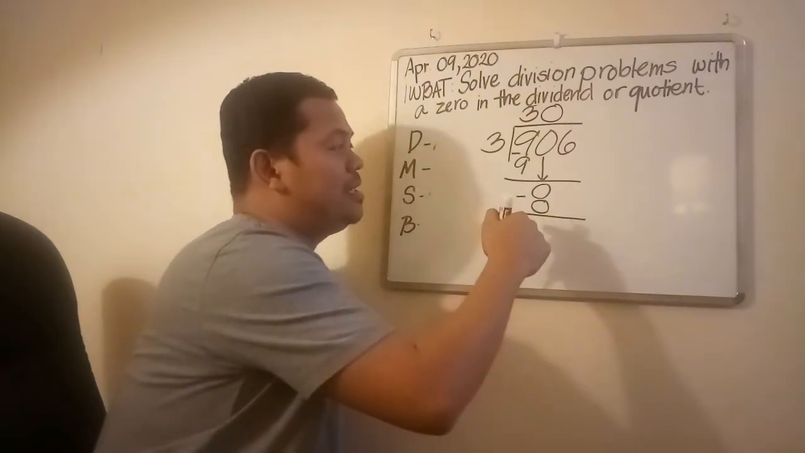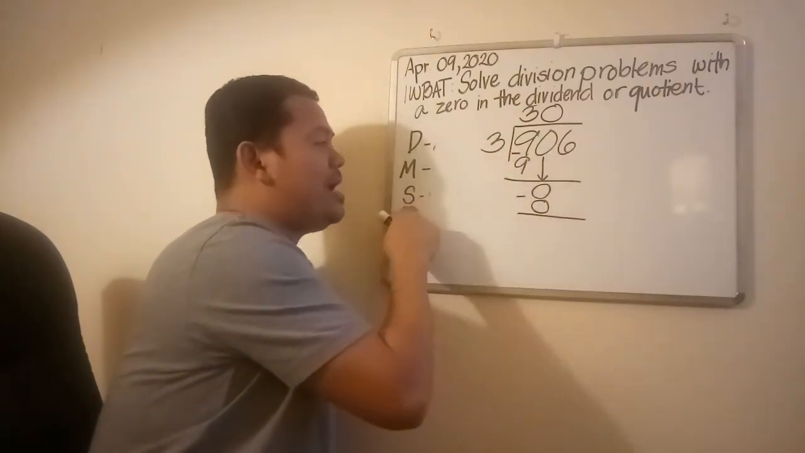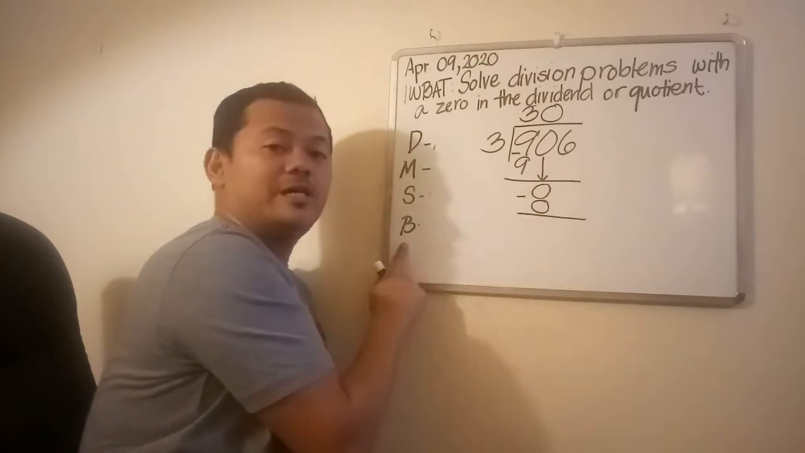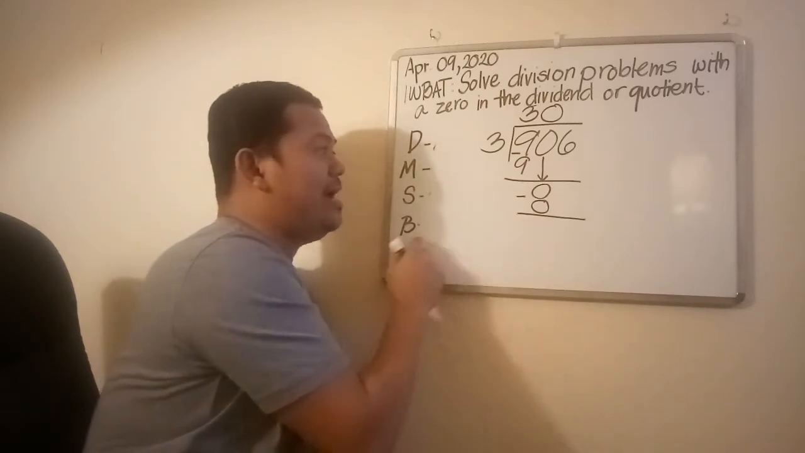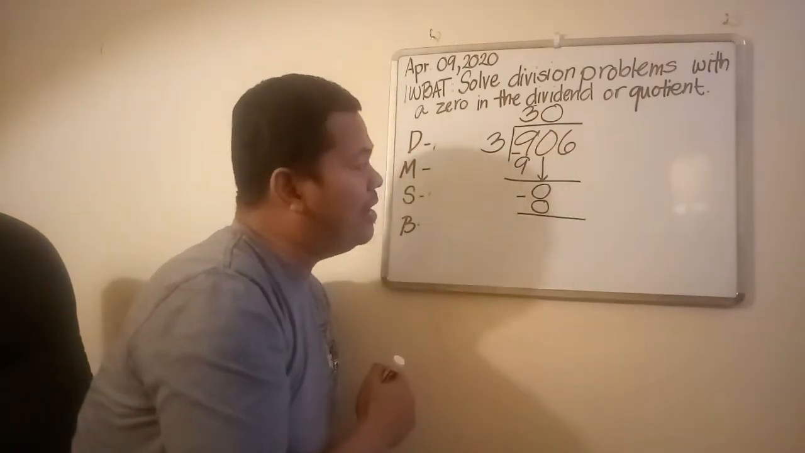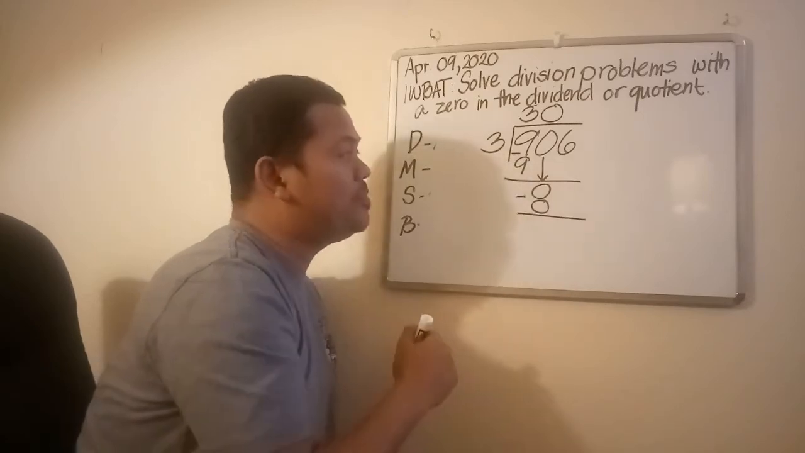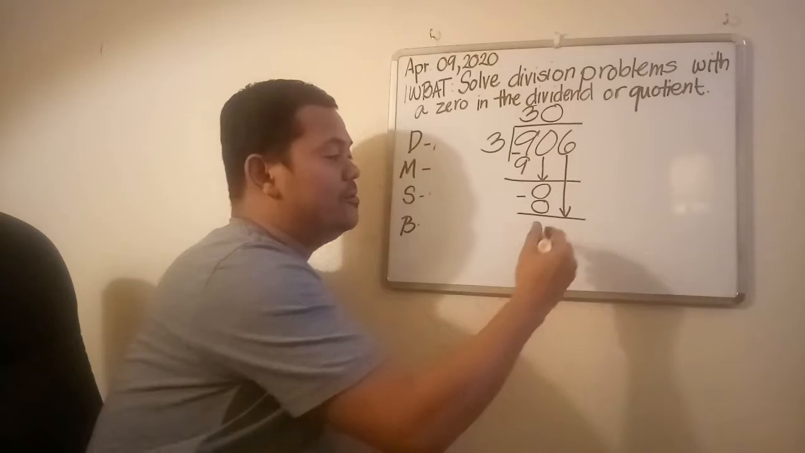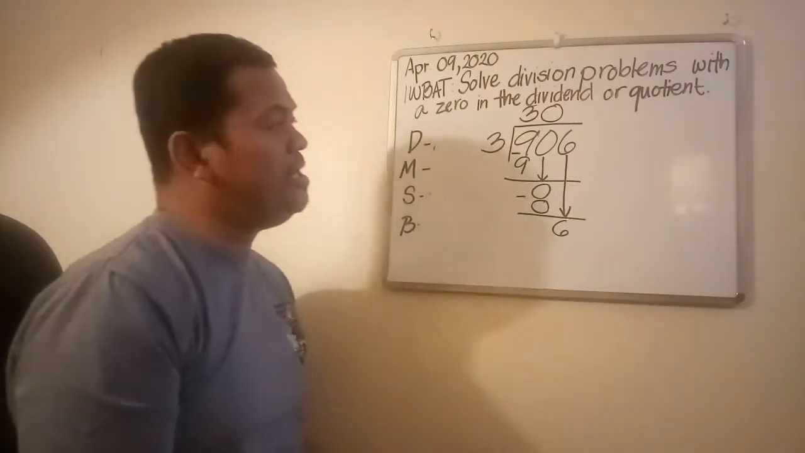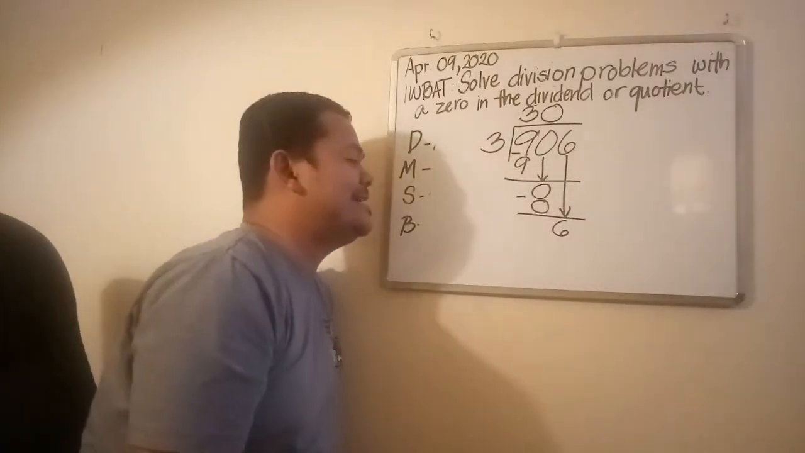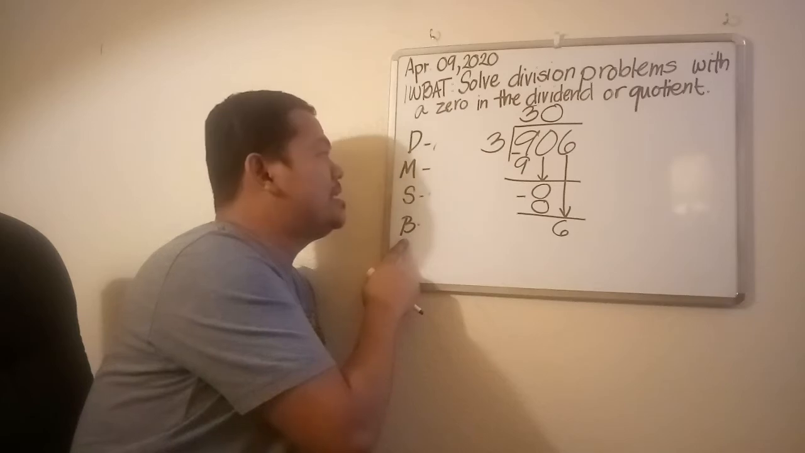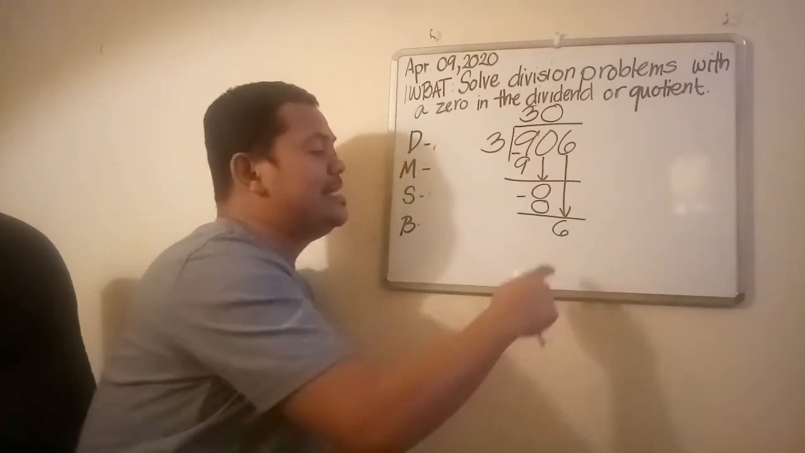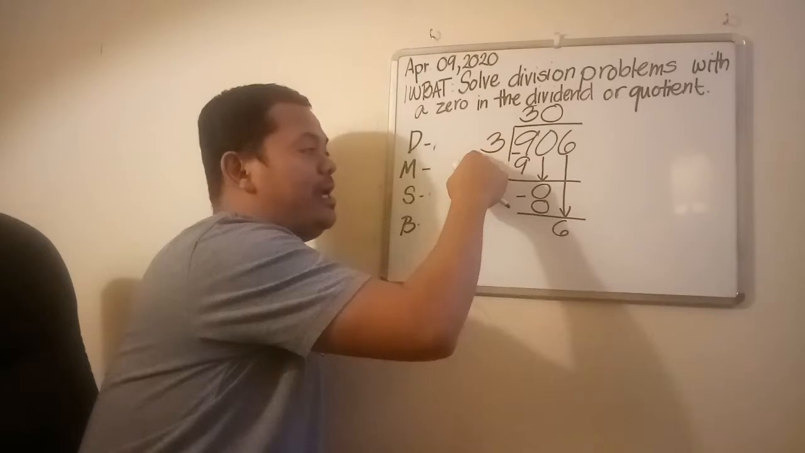But because we subtracted already, 3 times 0 is equal to 0, what's next? It's bring down. So what number are we going to bring down? What number is next to 0? We bring down 6. There you go. Now, we're going to write here 6 because we bring it down. After we bring down, what's next? We go back to your division, right? So we are going to divide 6 divided by 3.